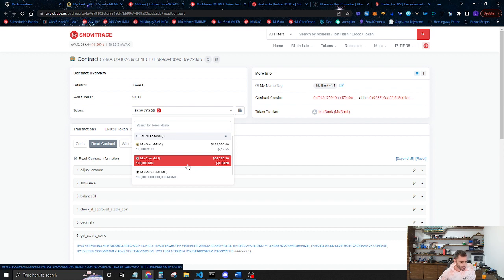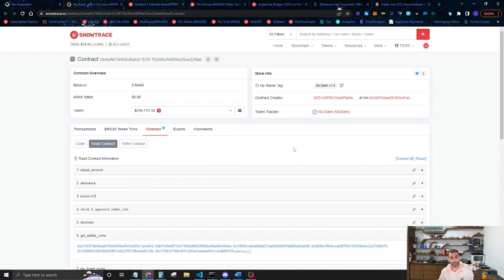So if you wanted to get more than 10,000 Mu gold, you could bond out 10,000 from the Mu Bank, and the rest you'd have to go buy from the actual market because the bank's only holding 10,000 right now. All right, so hopefully that makes sense.